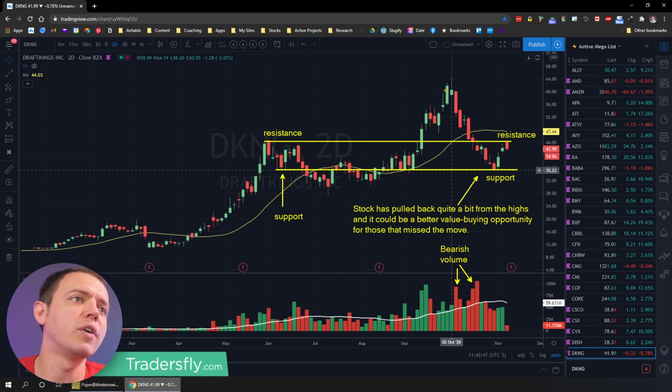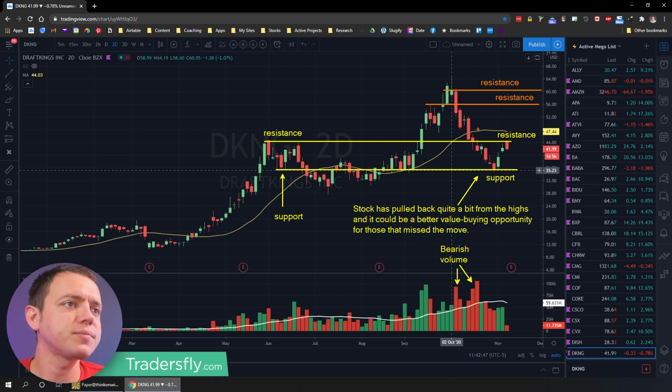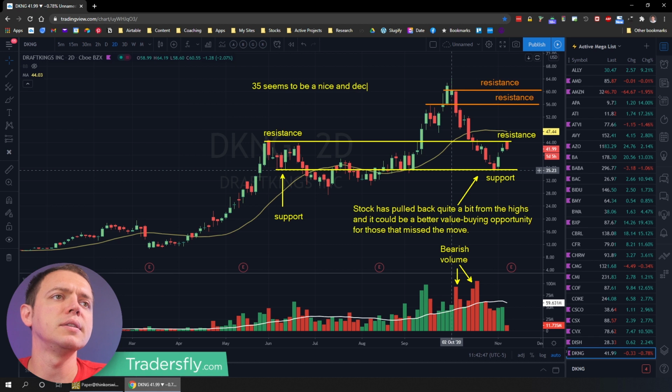You do have some overhead resistance here, right here at 60 that you may want to keep an eye on. You also have some overhead resistance, maybe around 56. That could be another area or problem. But beyond that, the stock's done quite a bit of a pullback. You do have some bearish volume there. But now if you can hold that 35, that will be nice. So 35 seems to be a decent, nice support level for now. So kind of watch that level and see how those things play out.